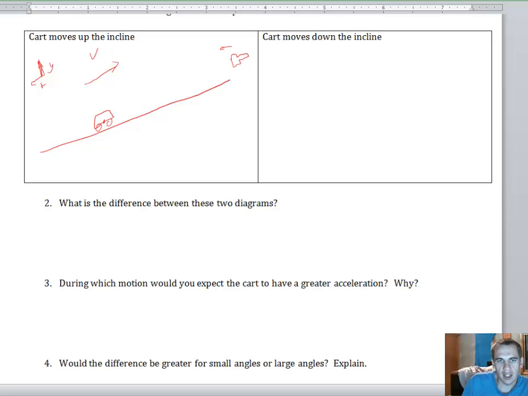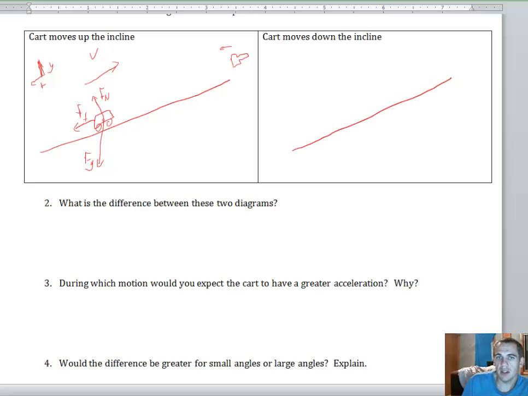Not that it's going to make a lot of difference in my picture. Gravity always pulls straight down, or whichever way I just drew that. Friction always opposes velocity, so I have that. The normal force is normal because it's normal to the surface, which means perpendicular. So the normal force is always perpendicular to the surface. So there's the three forces that affect that cart.